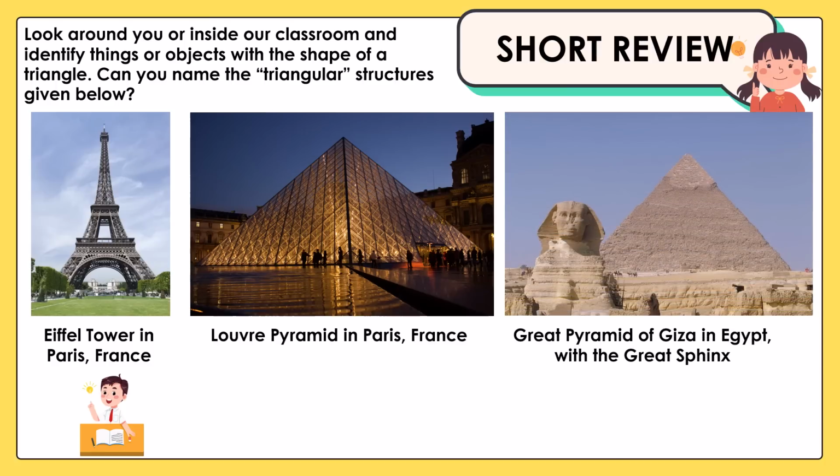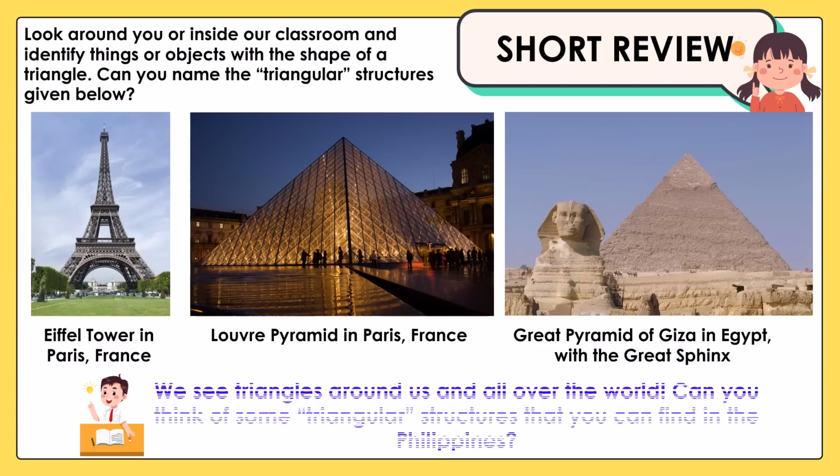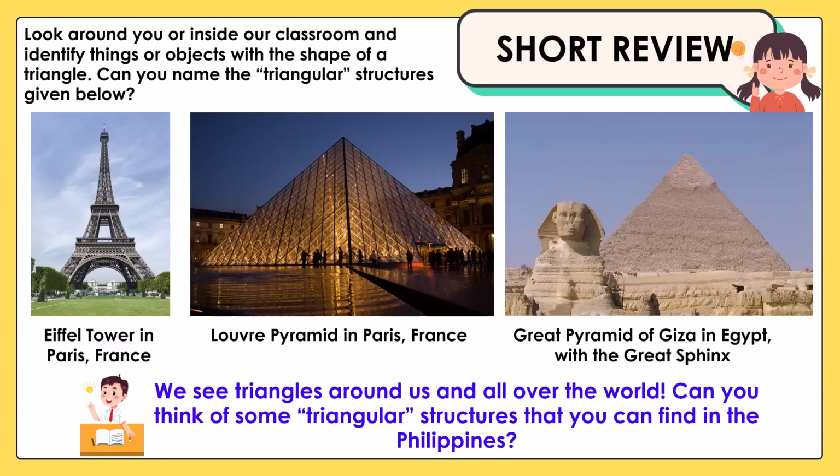The first picture is the Eiffel Tower in Paris, France. The second picture is the Louvre Pyramid in Paris, France. And the third picture is the Great Pyramid of Giza in Egypt with the Great Sphinx. We see triangles around us and all over the world. Can you think of some triangular structures that you can find in the Philippines?